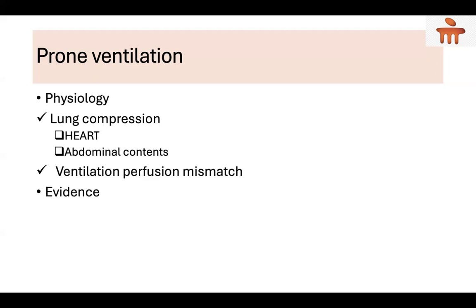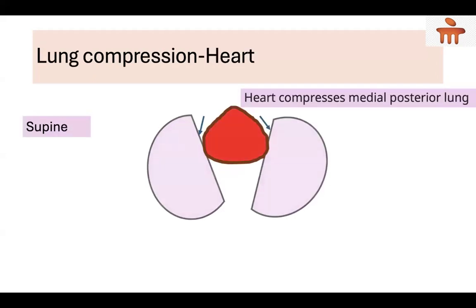When we discuss the physiology of prone ventilation, I'll talk about two aspects. One is lung compression by the surrounding structures. Second is ventilation perfusion mismatch. What do I mean by surrounding structures? One is the heart and mediastinal contents. The second is the abdominal contents, which are surrounding structures to the lung. Then we look at the evidence for that.